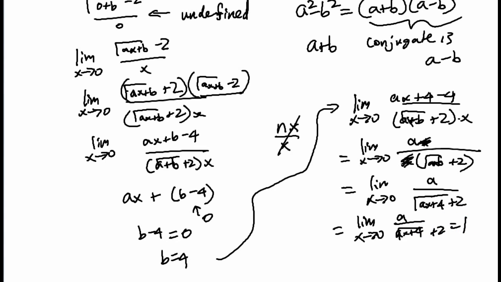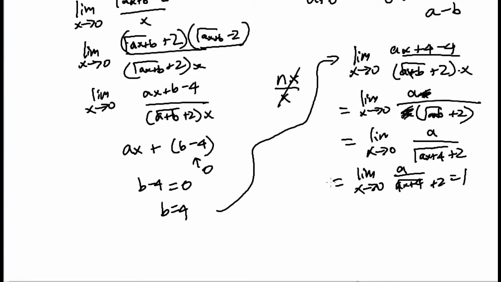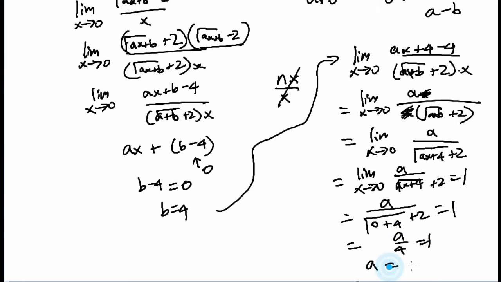What's cool about this is that there's no x in the denominator now, so we can just plug in 0, because now it won't become undefined. Let's try this out. If we plug in x equals 0, a times 0 is 0, so it's a over the square root of 0 plus 4, plus 2. This equals 1. You calculate this, you get a over 4 equals 1, and a equals 4. So now if b equals 4 and a equals 4, it seems to work out, doesn't it?